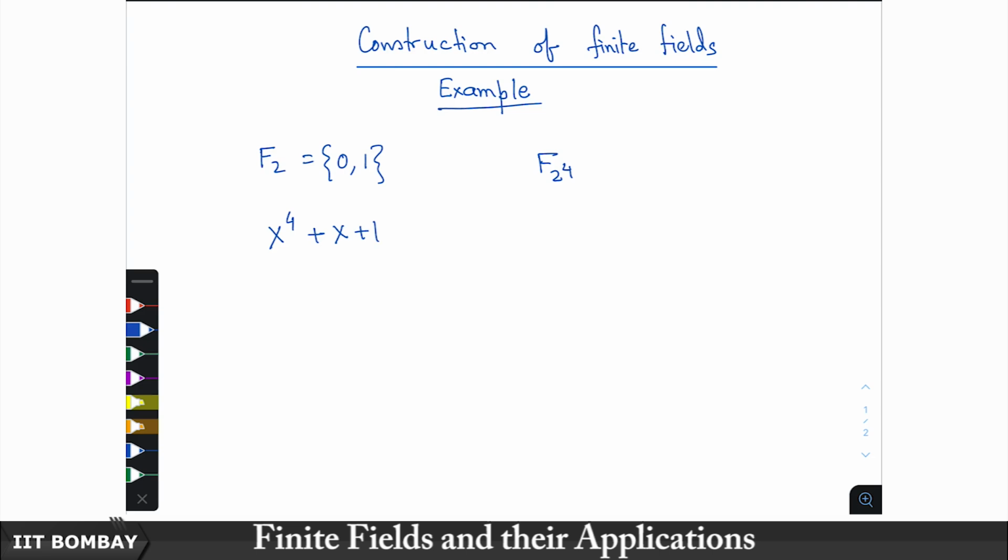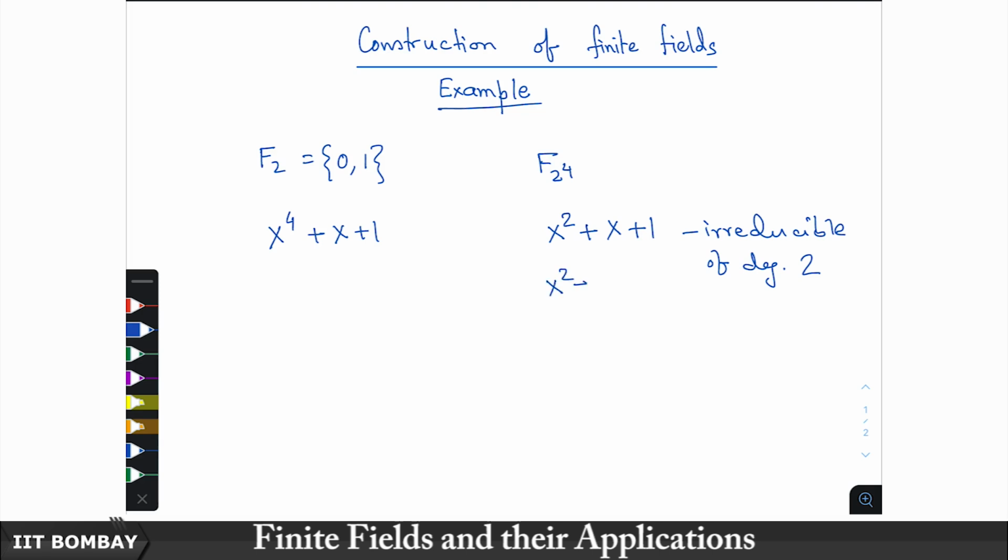So, one is x^4 + x + 1. You can check that this is an irreducible polynomial. How do you check this? First of all, note that if you look for a degree 2 irreducible polynomial, there is exactly one, x^2 + x + 1. This is the irreducible binary polynomial of degree 2, and there is no other irreducible polynomial of degree 2, because x^2 + x is not irreducible.